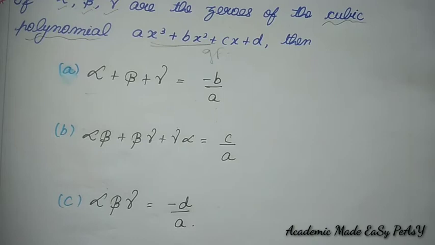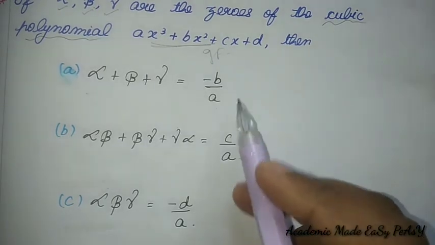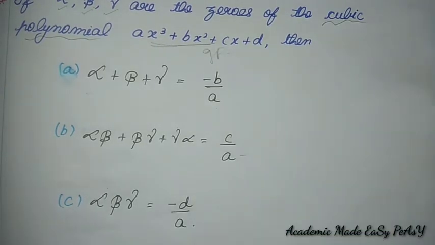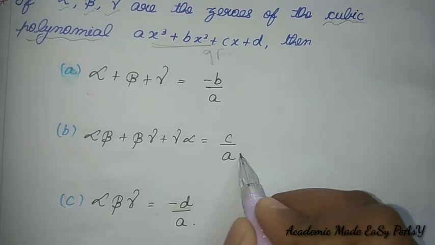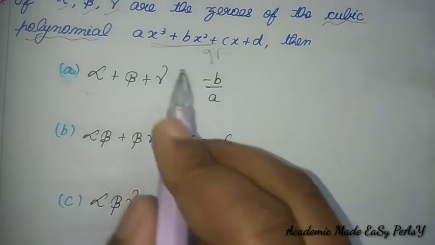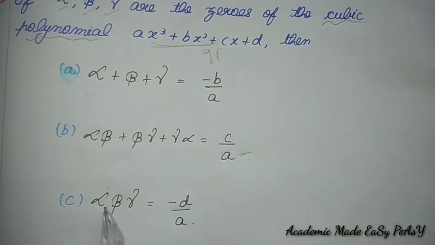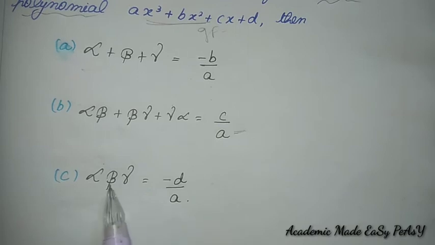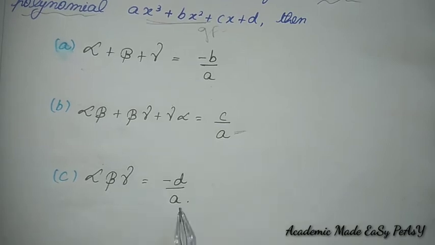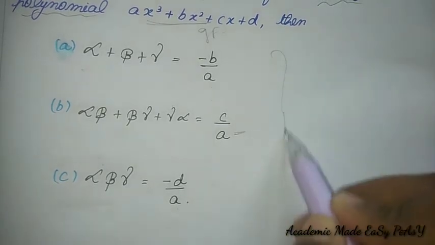So just have it in mind that for every sum of products or sum of zeros, the denominator will be a only, that is the coefficient of the highest power. For a quadratic polynomial, it is the coefficient of x square, and here it will be x cube. Then the product alone, that is alpha beta gamma, is equal to minus d by a. So this one you have to know.